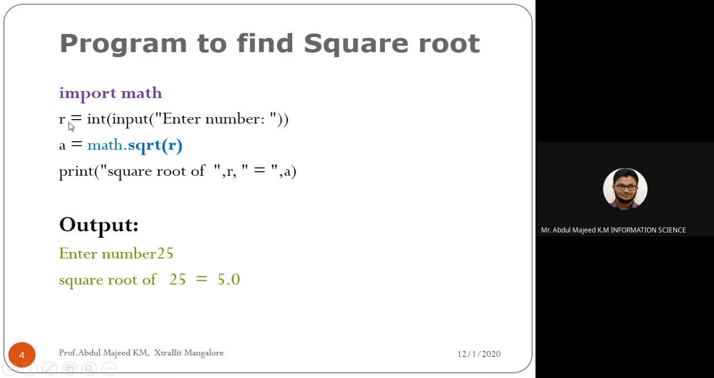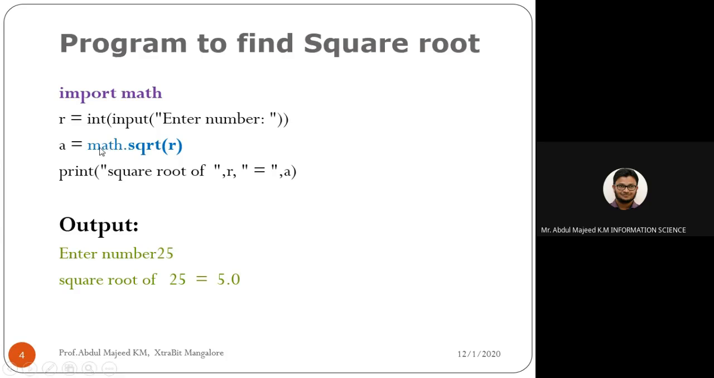Then I want to find the square root, so I need a number. I ask the user to enter a number, and that number will be converted into an integer using the int function. I will get the message "enter a number", so I enter 25. Then I use the sqrt function to find the square root of the given number. How do we use this function? For that, we use the sqrt function, which is defined in the math library or math package.